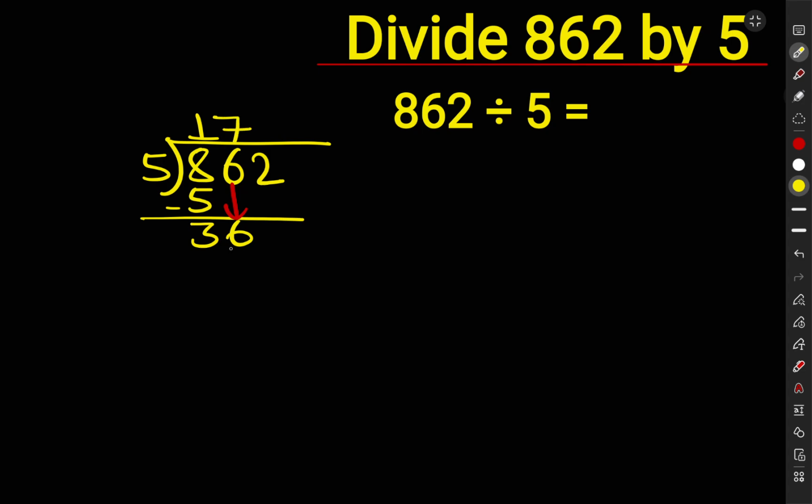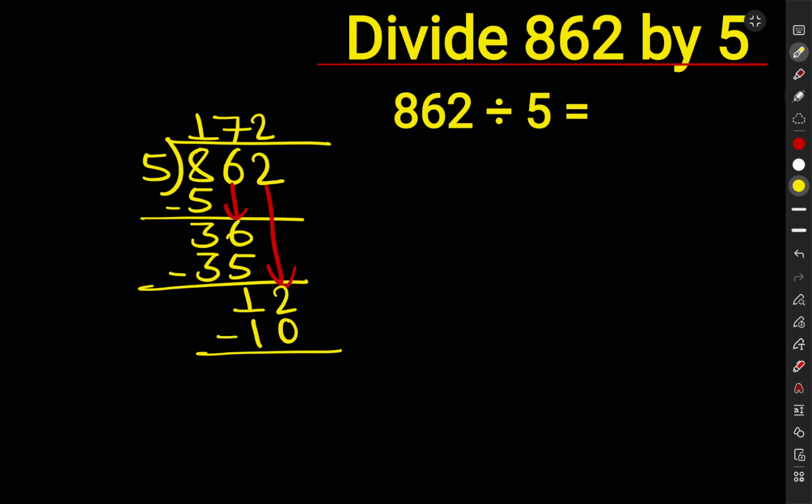5 times 7 is 35. On subtracting we get 1. So again we put down these 2 and it is 12. 5 times 2 is 10. On subtracting we get 2.